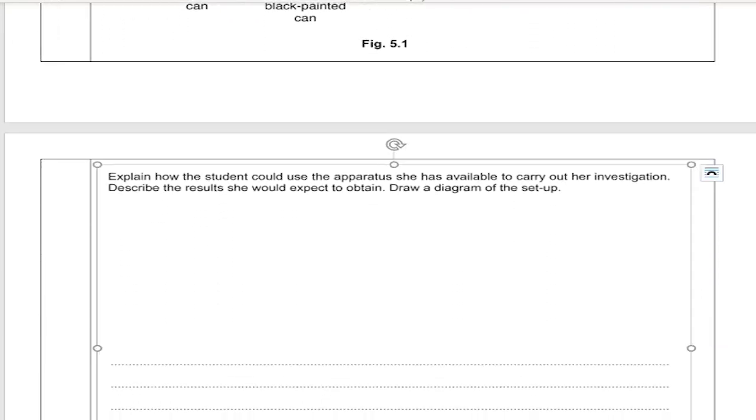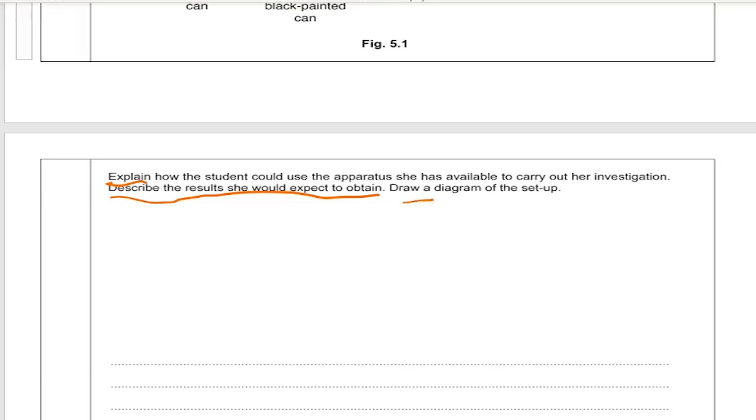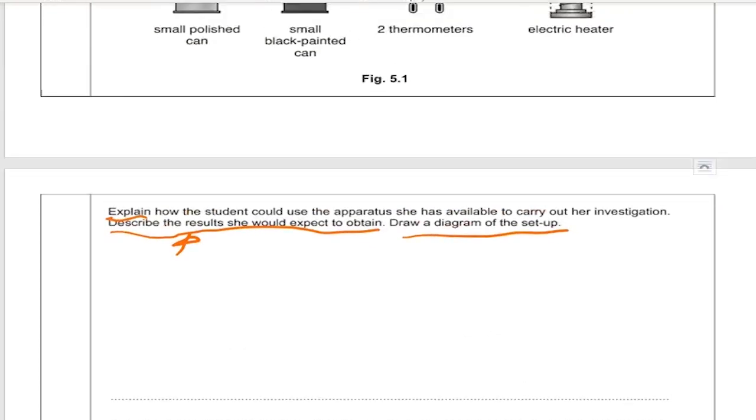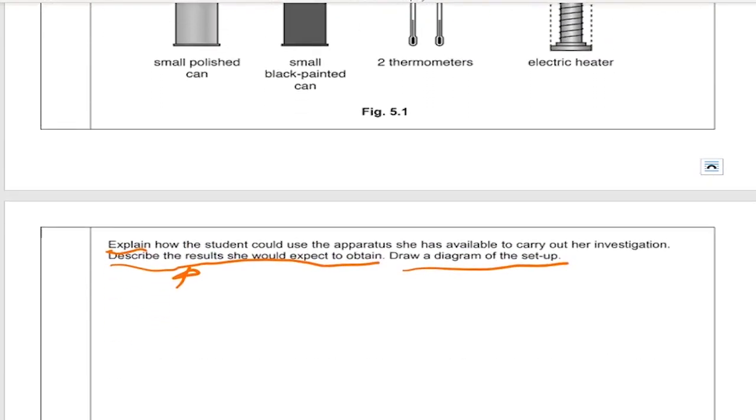So explain how she should use the apparatus and describe the results she would expect to obtain. Draw a diagram of the setup. Okay, so one thing lots of people missed was this bit here. Describe the results you would expect to obtain. Everyone drew the diagram. Let's first of all draw the diagram. Okay, so the first mark is actually for the diagram.